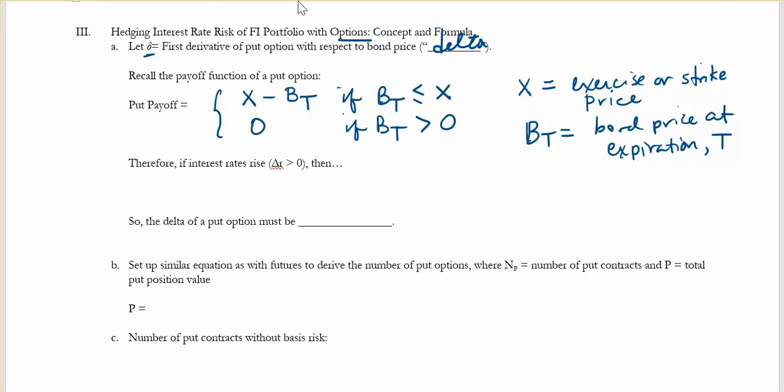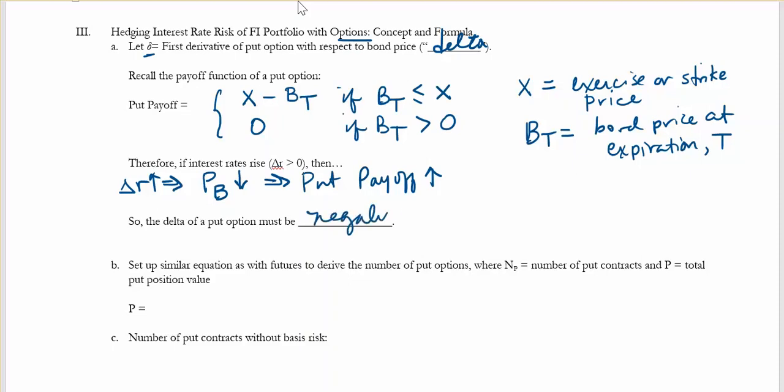Now, if interest rates rise, then we know that the prices of underlying bonds fall. And if the price of underlying bonds falls, then, as we see here in the formula for put payoff, the put payoff rises. And so for this reason, the delta of a put option must be negative.